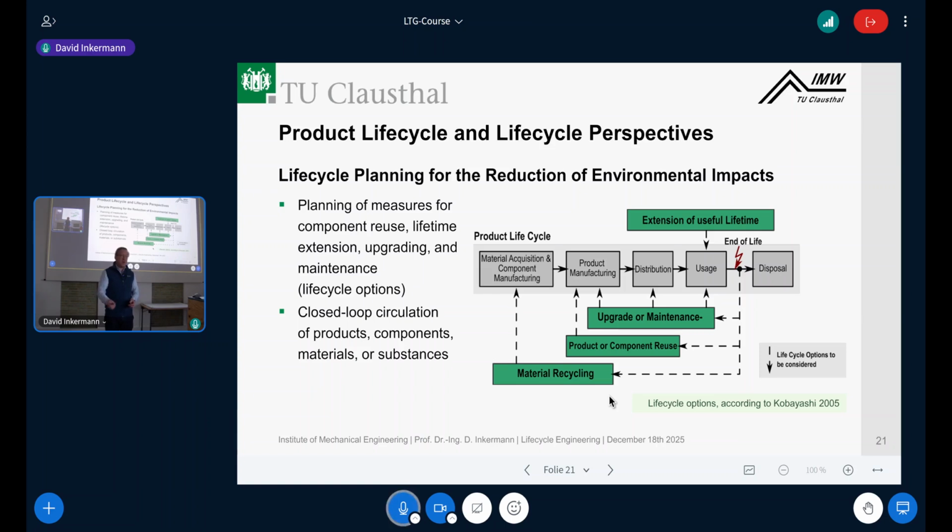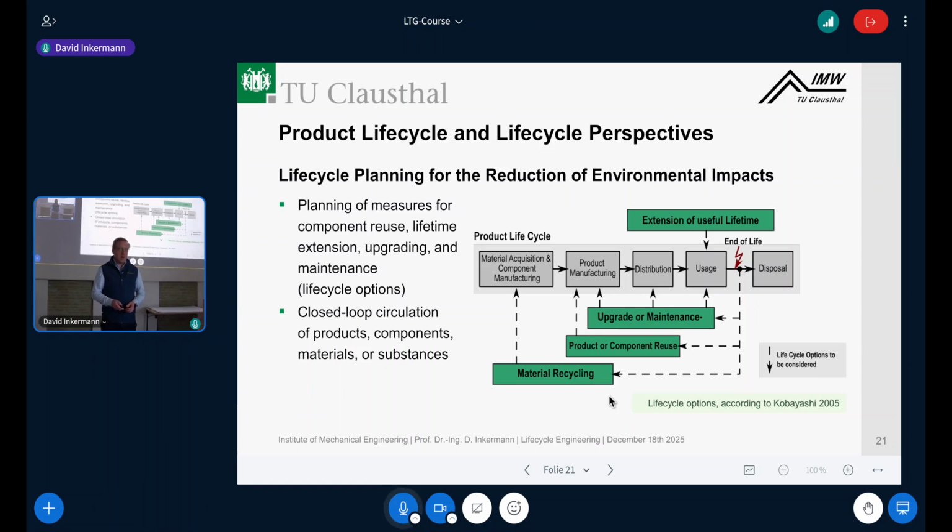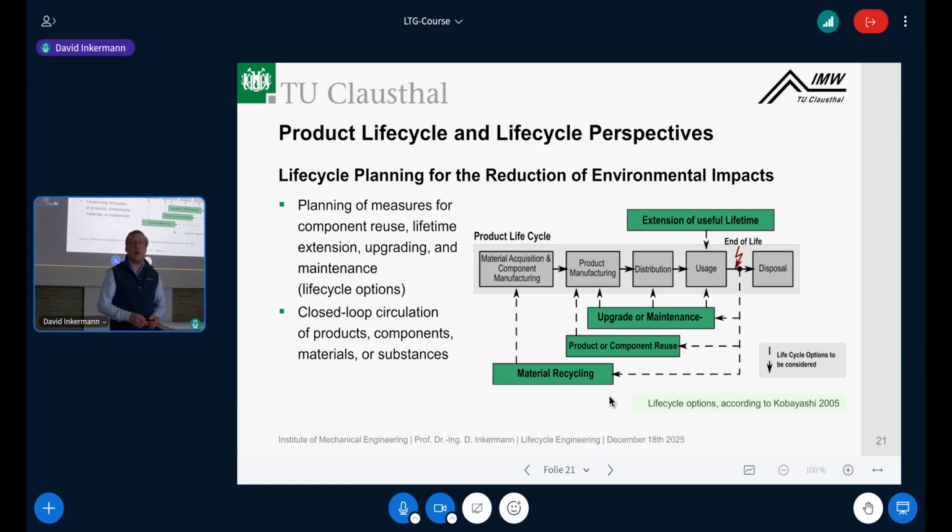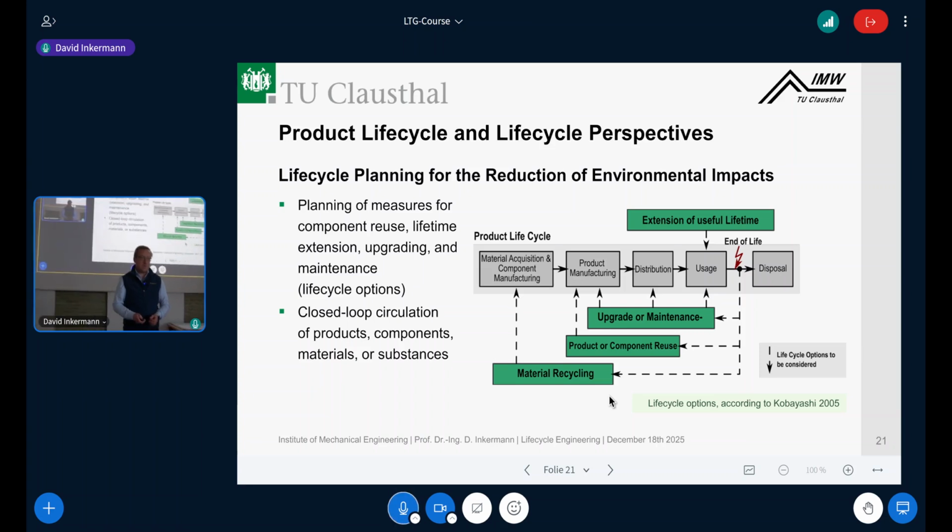Also upgrading or maintenance would be one of the life cycle options. And exactly this is where we have to speak about life cycle planning, because that points out the idea of how to handle the component, the product, at the end of the first use phase. And then by closing this loop, it follows the idea of circularity.